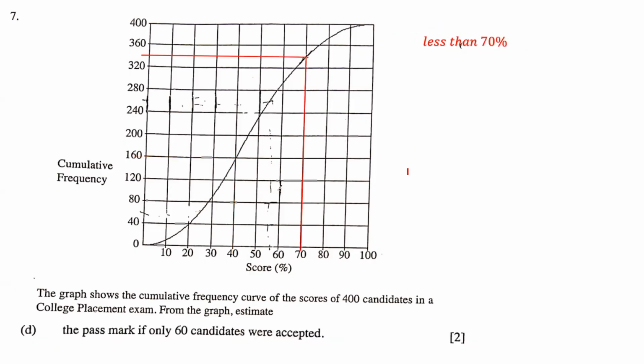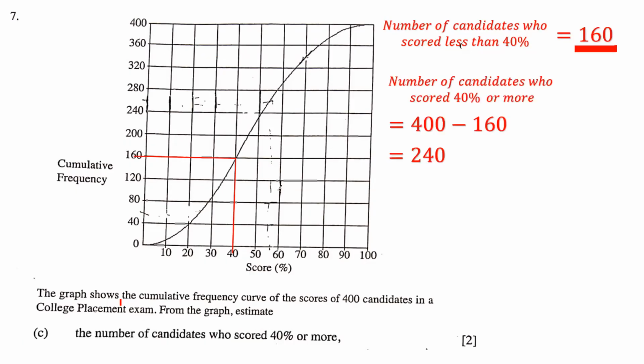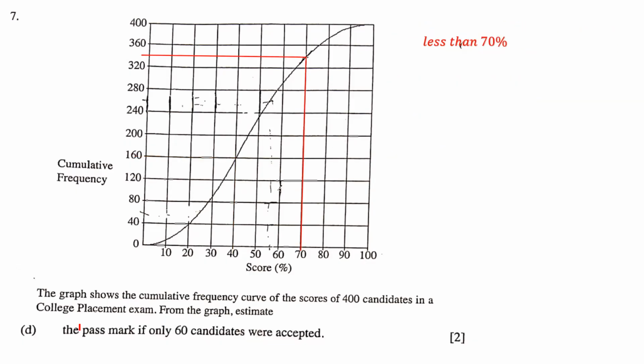Now let's move on to question number 7D. We already did 7C. It says they want to know the pass mark if only 60 candidates were accepted. So what is 400 minus 60? 400 minus 60 is 340. So if 60 candidates were accepted, that means 340 were not accepted. So again, if 60 were accepted, that means 340 were not accepted.